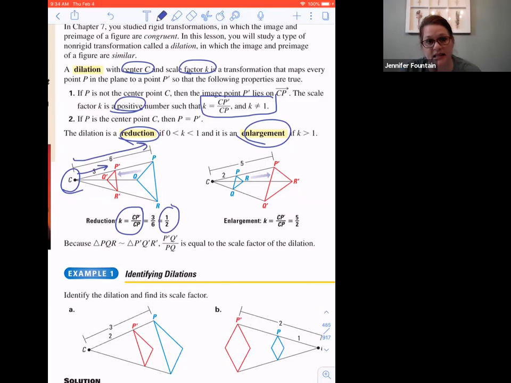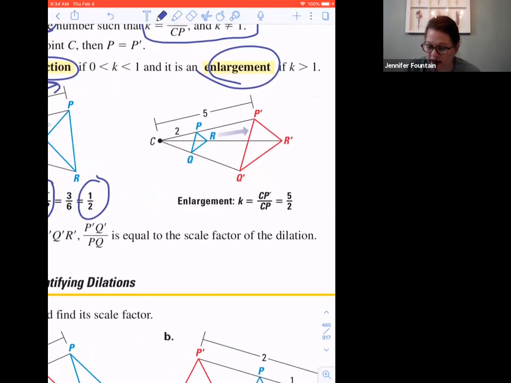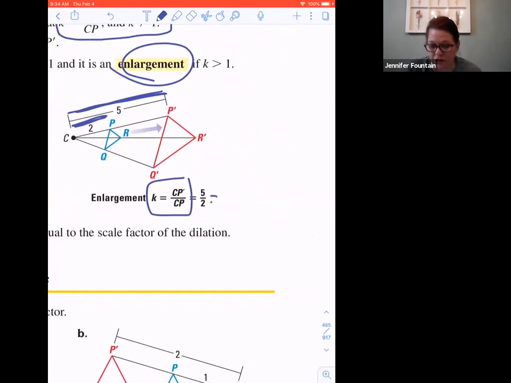I can see that that is less than 1, and I can tell it's a reduction because it's less than 1. When I look at my next one, again, I have K is equal to CP prime over CP. So CP prime is 5, CP is 2. And notice that 5/2 could become 2.5. That is greater than 1. So I know that's an enlargement.